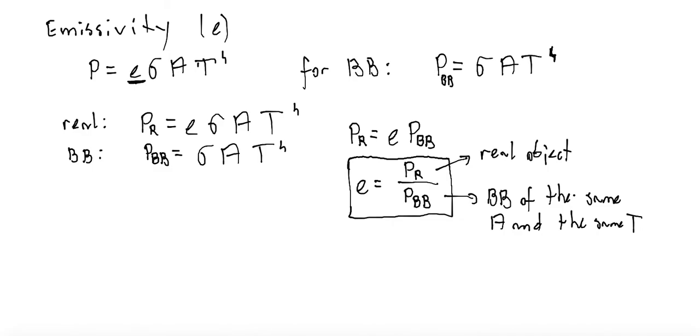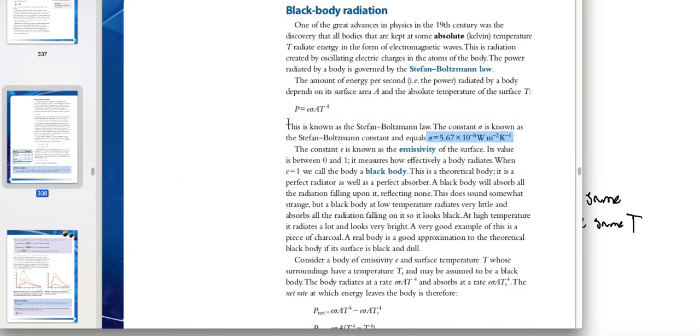Okay, so let's look. If a real object emits the same amount of radiation as a black body, then what happens? Then it is a black body because it has emissivity equal to 1. Okay, so please copy this as point number 3, emissivity.